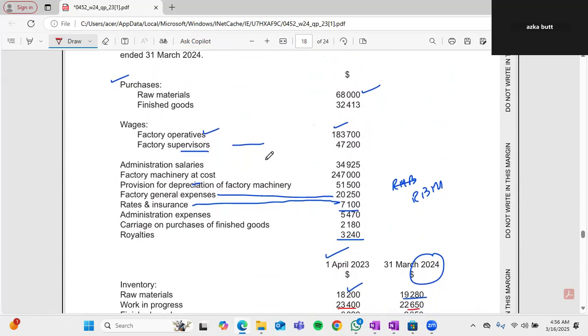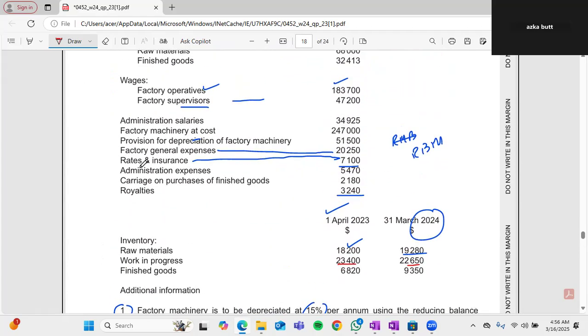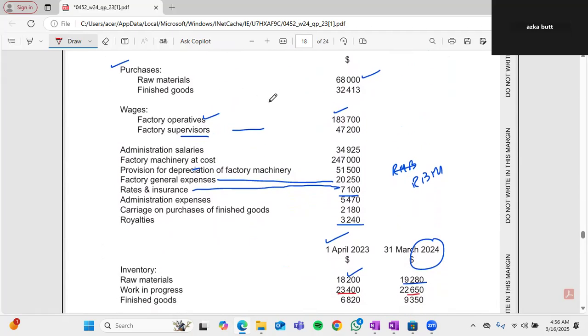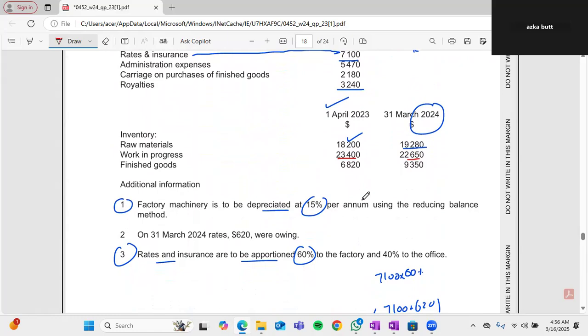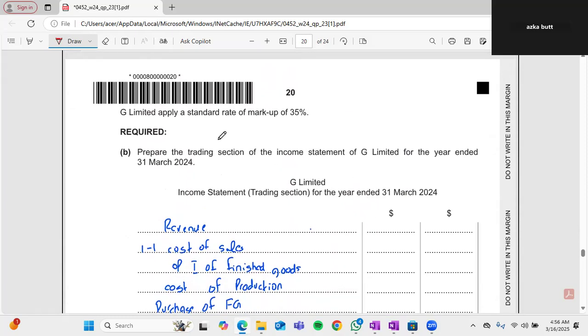Now let's find out the revenue for the trading section of the income statement. Where is revenue? As we can see, they haven't provided the revenue, but they have provided us the markup rate, which is 35%. So we can easily get the revenue by using the 35% markup.